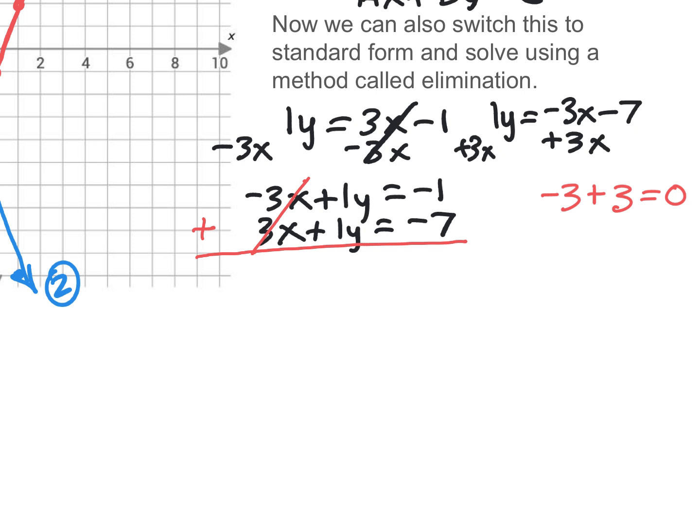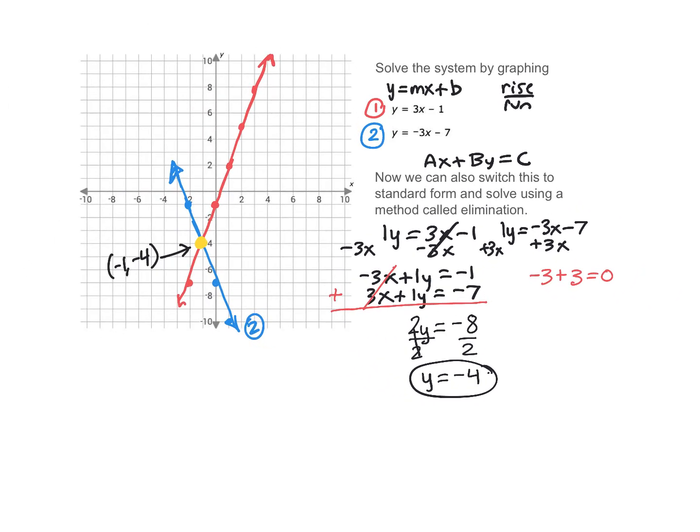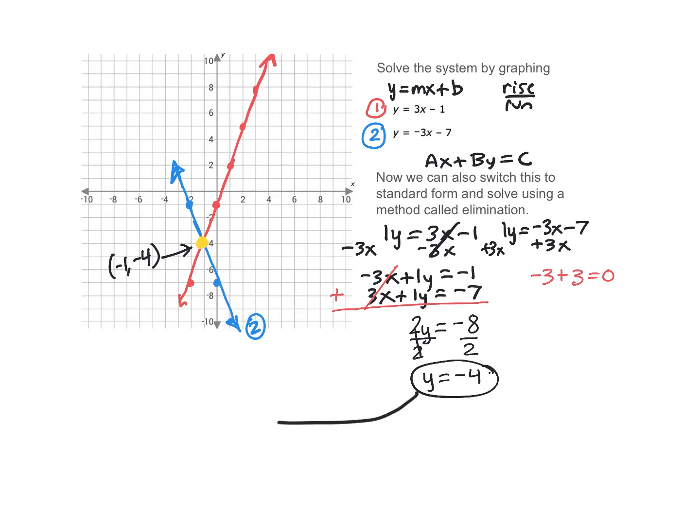And our 1y plus 1y is going to become 2y's. And our -1 and our -7 will be -8. This is so great. Now we have a one-step equation that we can solve, and we see that y equals -4. That is cool because look at what our answer is when we graph. It supports that answer. Y is -4.